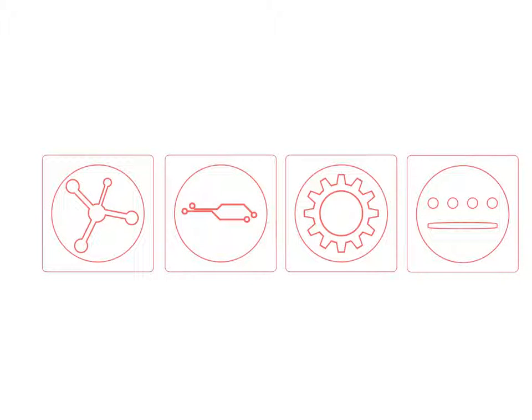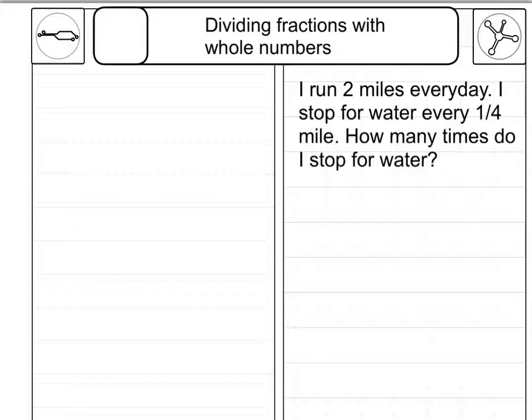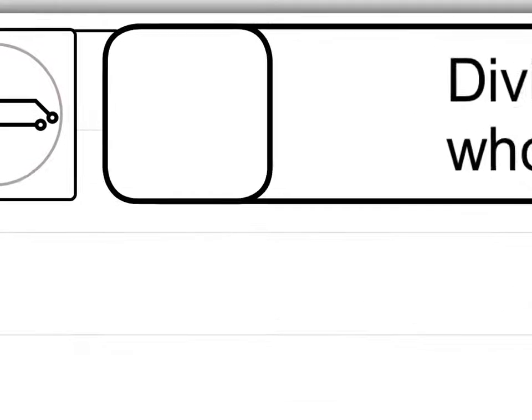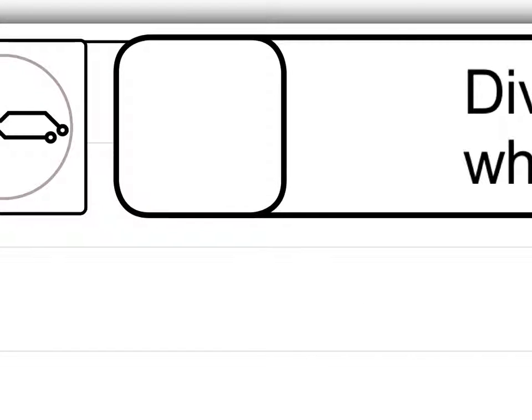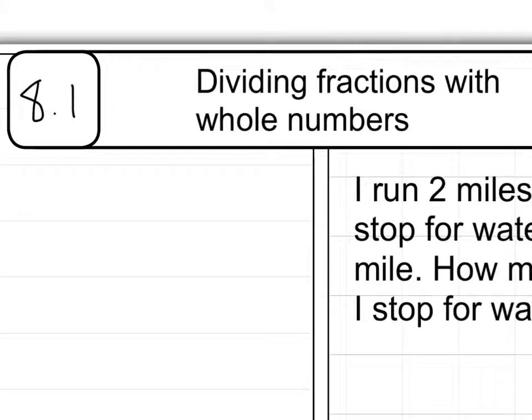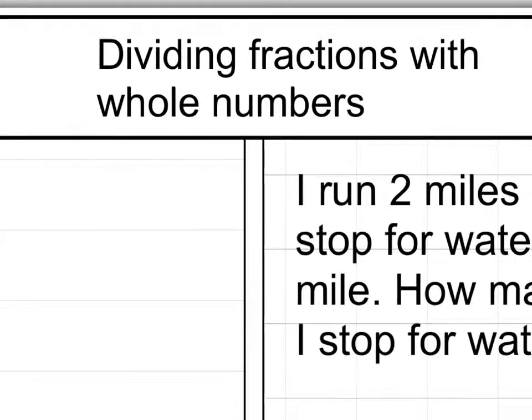Okay, take out your flipped math book and go to the next page. On the top of your page, you'll see this box. Go ahead and write 8.1, and then let's look at our title and write that down.